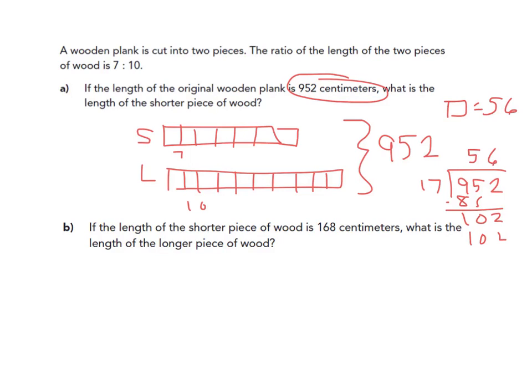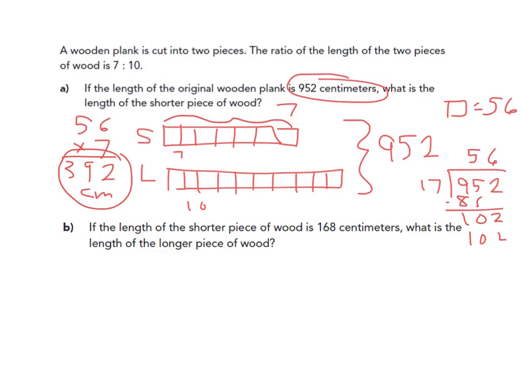So now that I know that, they want to know the length of the shorter piece of wood. Well, if I know each piece is 56 and there's 7 pieces, all I have to do is multiply each of these pieces by 56. And I can see that the shorter piece of wood, in this case, is 392 centimeters.